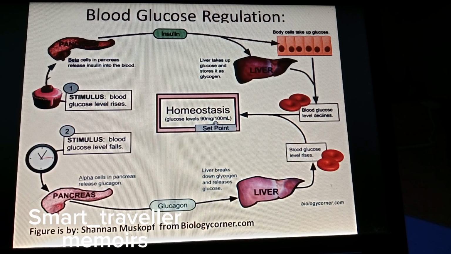So this figure is by Shannon Muskoff from biologycorner.com.